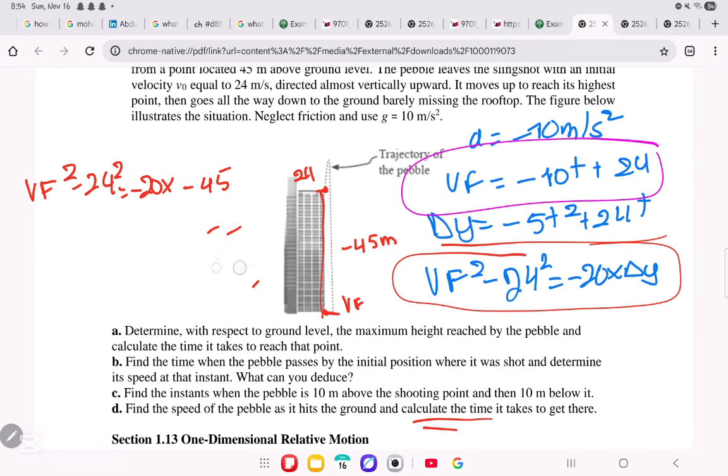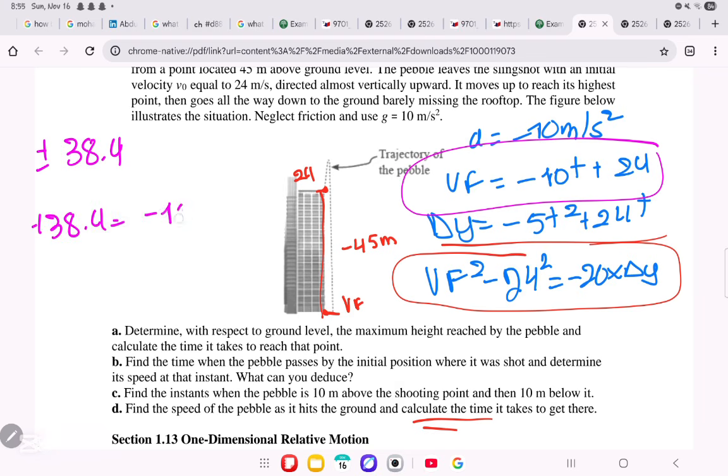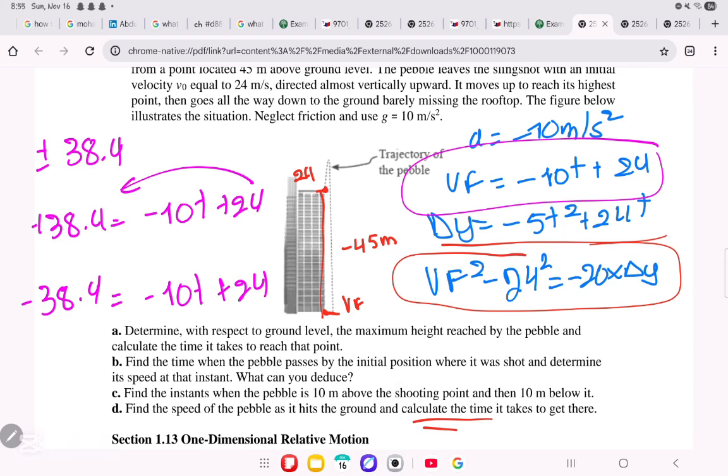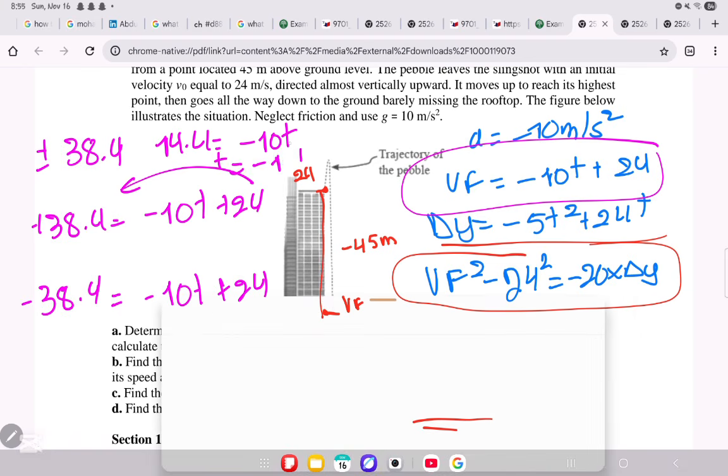I will take plus 38.4 is equal to minus 10t plus 24, and then minus 38.4 is equal to minus 10t plus 24. I move this to the other side. 38.4 minus 24, that's going to be 14.4. 14.4 is equal to minus 10t. Time would be 14.4 divided by minus 10, which is minus 1.44. Can we have time to be negative? No, so directly you cross this out. That means the other one would give me my answer.